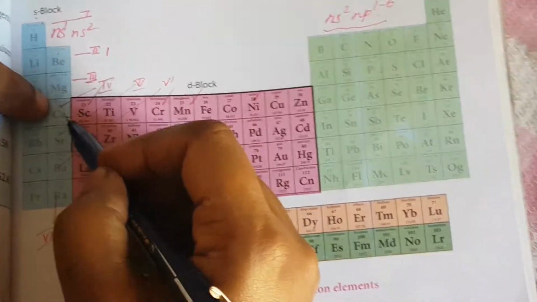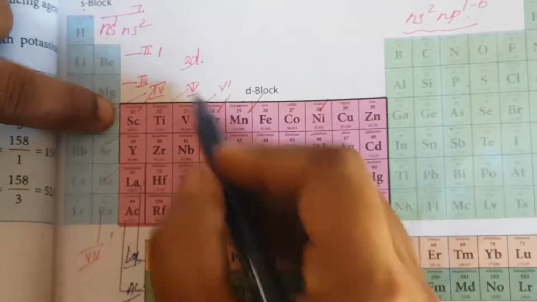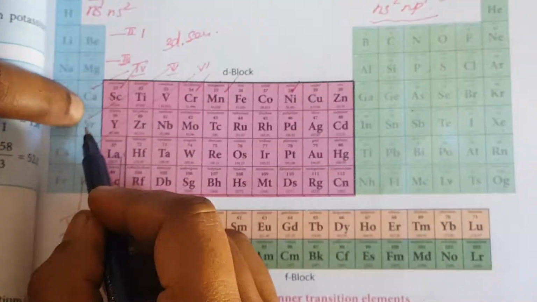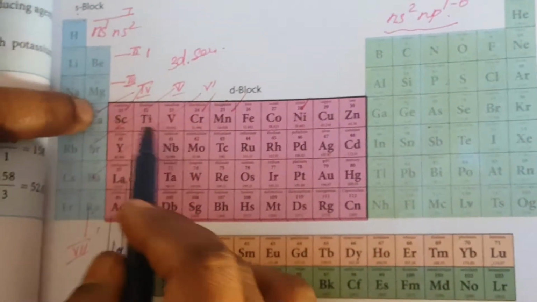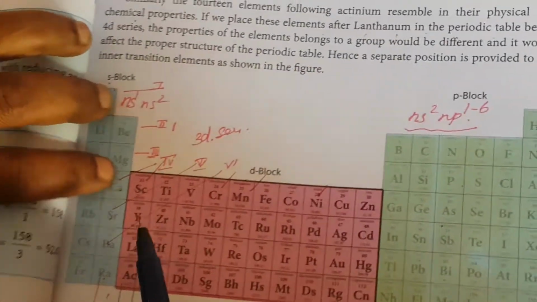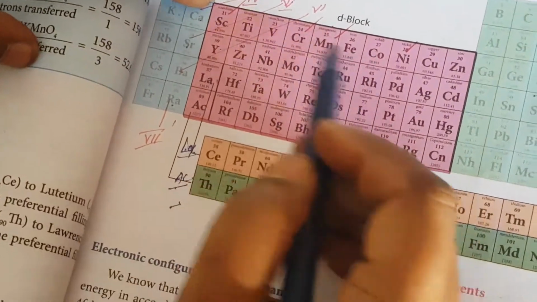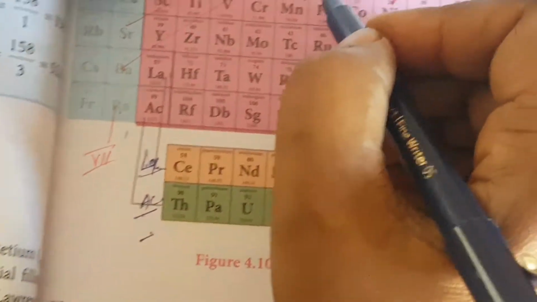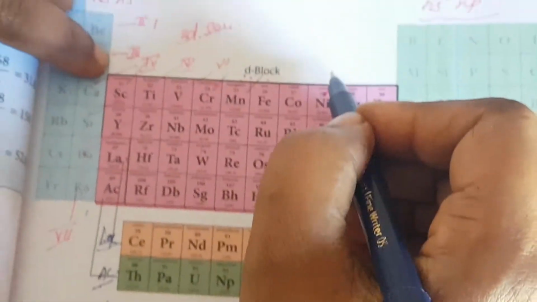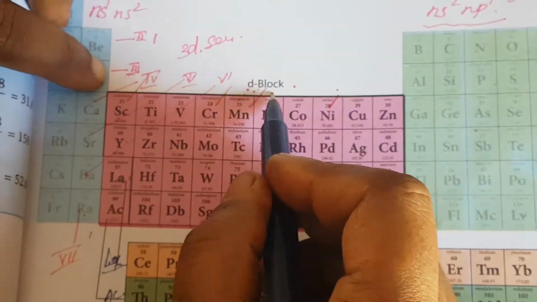The fourth period is otherwise called the 3d series, scandium to zinc. This is the 4d series, 5d series and the 6d series. This is the 3d series of the D block elements. What is meant by D block elements? They are metallic elements with incompletely filled d orbital or f subshell, so they are called D block elements or transition elements.